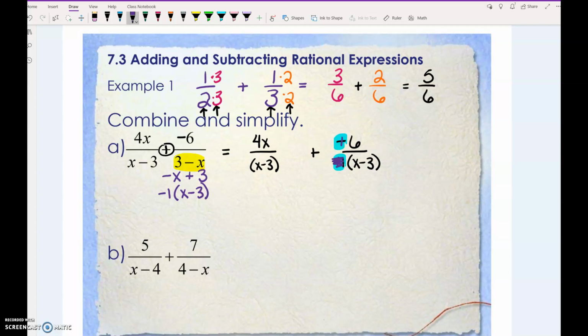Okay, now do the denominators match? If the denominators match, then that is what your denominator is. And you can combine the tops. So you have 4x and 6. Our new numerator is 4x plus 6.